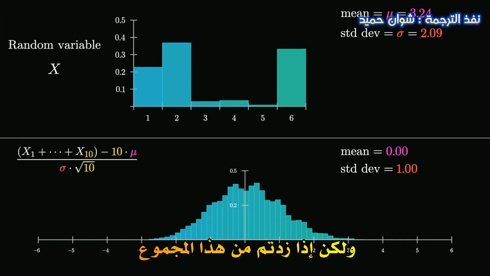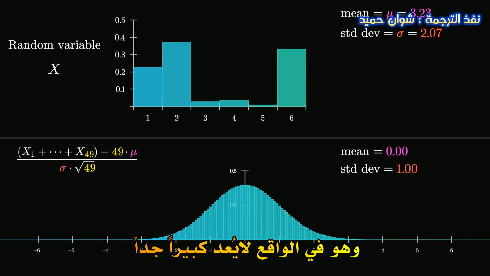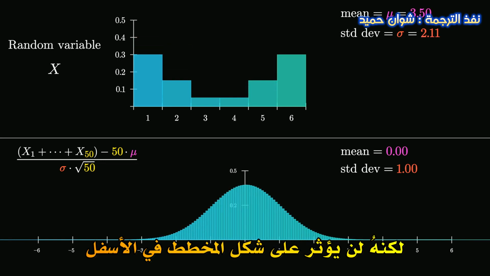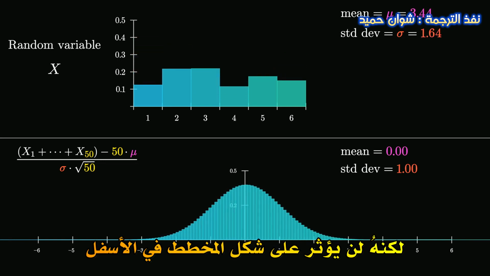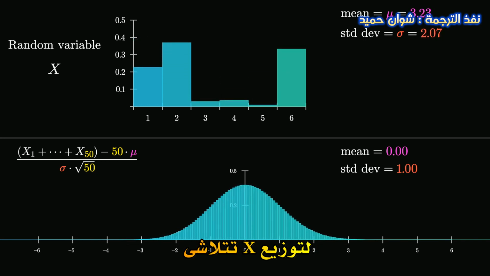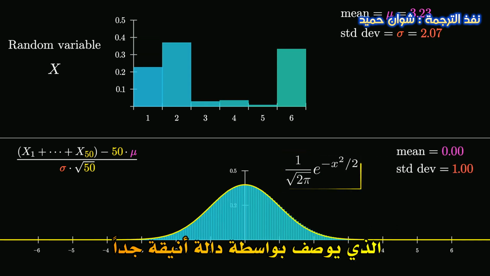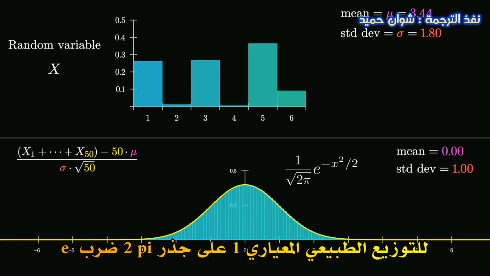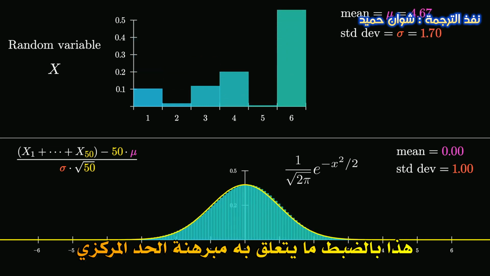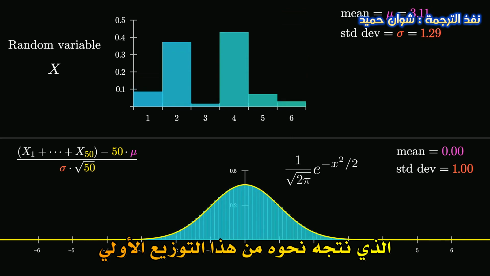But if instead I let that sum grow, and I consider adding 50 different values, which is actually not that big, then no matter how I change the distribution for our underlying random variable, it has essentially no effect on the shape of the plot on the bottom. No matter where we start, all of the information and nuance for the distribution of x gets washed away, and we tend towards this single universal shape described by a very elegant function for the standard normal distribution, 1 over square root of 2 pi times e to the negative x squared over 2. This right here is what the central limit theorem is all about. Almost nothing you can do to this initial distribution changes the shape we tend towards.